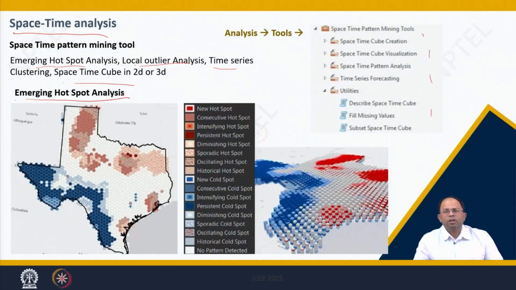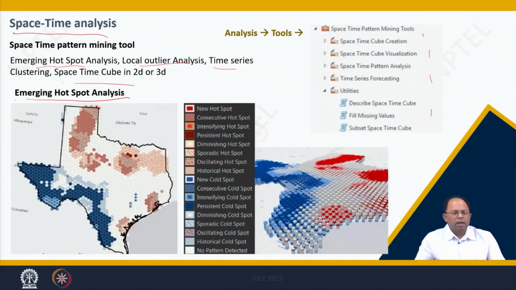Now what is emerging hotspot analysis? That means it is currently a hotspot, but it was not earlier, or it has been a hotspot for a long time. So all these things we can measure. If we have time series data, we can check if it was a hotspot or an outlier earlier, and based on the different time periods we can see if that particular area is changing.